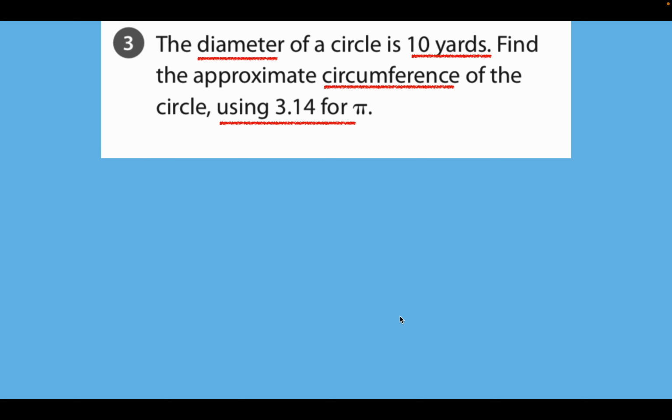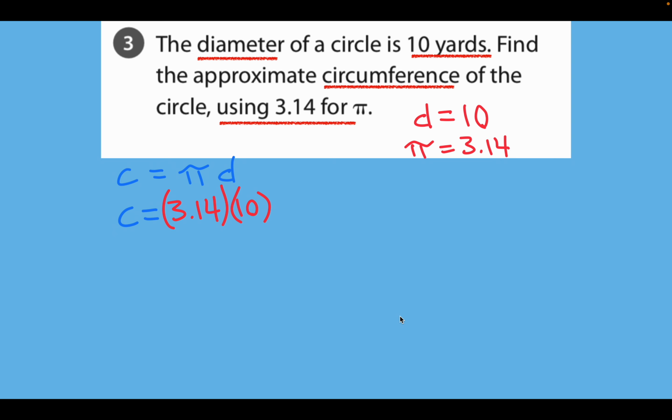So first we realize it gives us the diameter, which is great because the formula is circumference equals pi times diameter. So we just plug in our diameter. Circumference equals pi times 10. But we need to use 3.14 for pi because the problem tells me to. So circumference equals 3.14 times 10. Now I do the math, and I know my circumference equals 31.4 yards.